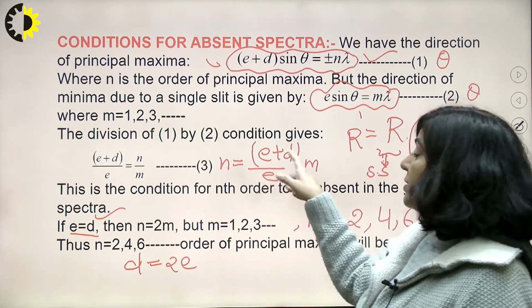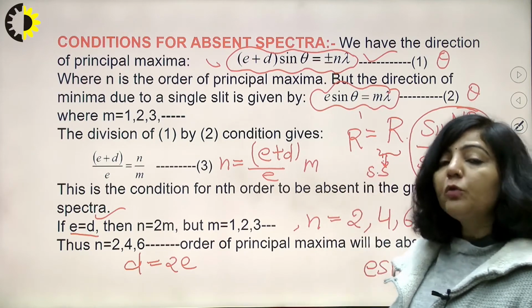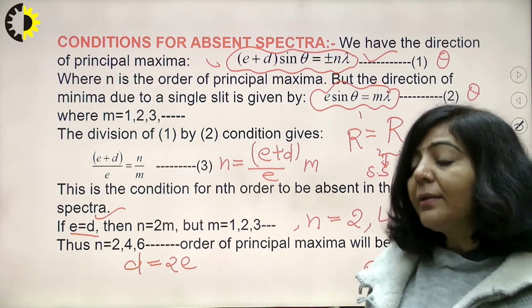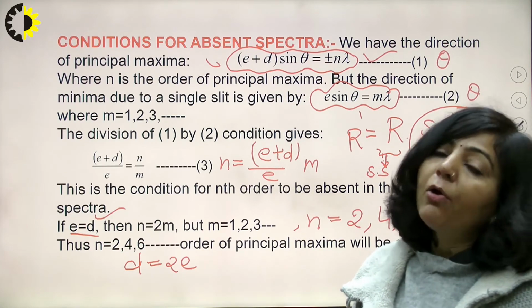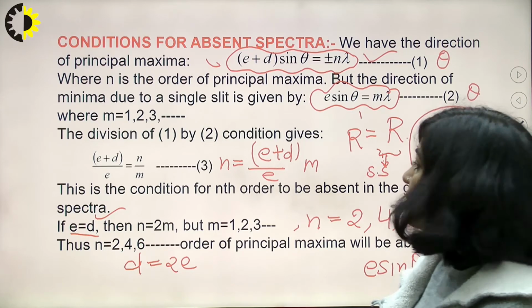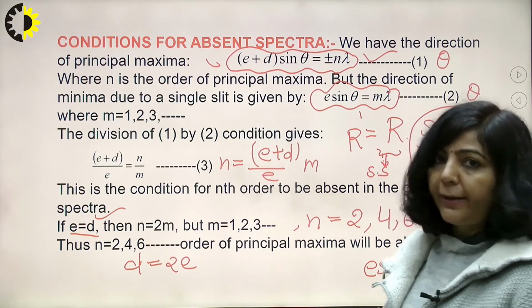In that case, this is 3e upon e, which means 3m. So now you can easily understand that the third, 6th, 9th, all the multiples of 3, all those orders will be missing from the spectra. So this is the missing order spectra in a grating.